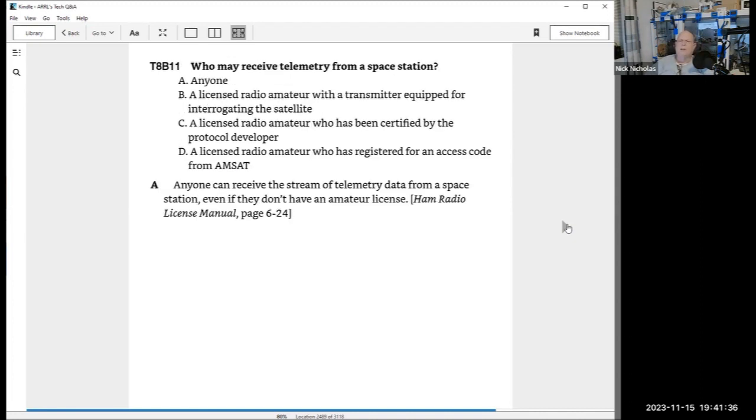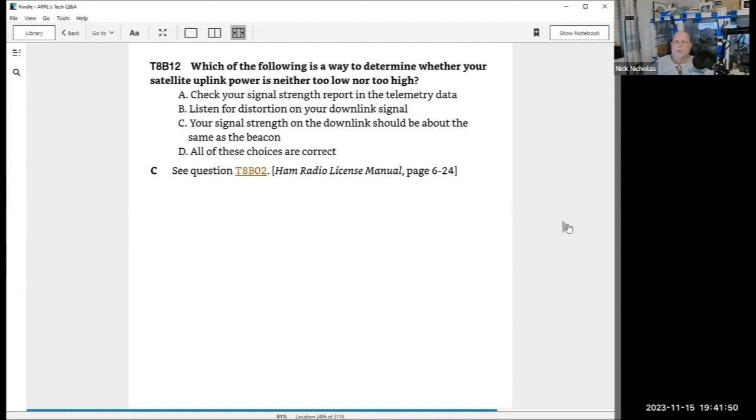Who may receive telemetry from a space station? Anybody can listen to telemetry from a space station. Pretty much anybody can listen to anything on the amateur bands. Remember that. Don't say anything embarrassing. Which of the following is a way to determine whether your satellite uplink power is neither too low nor too high?